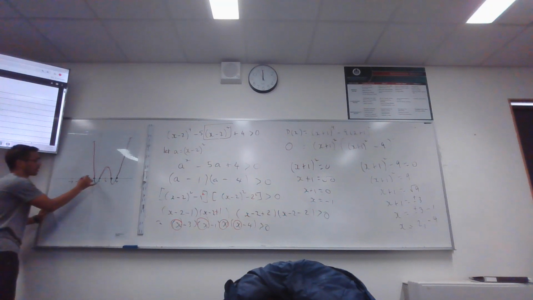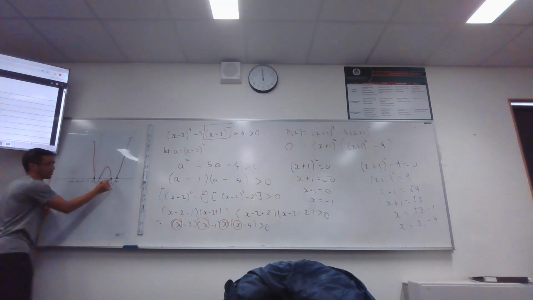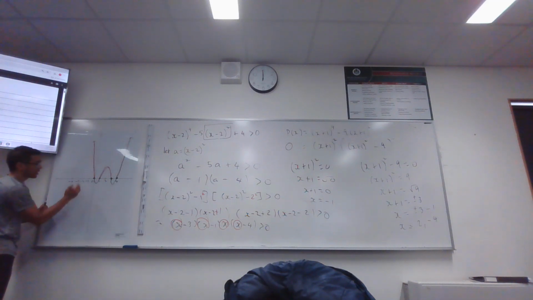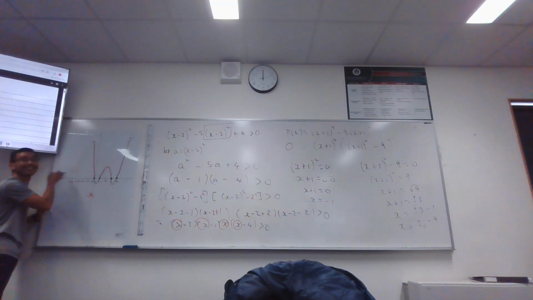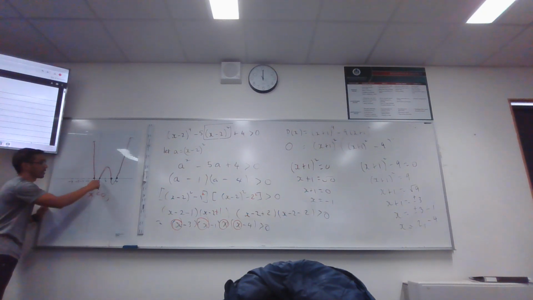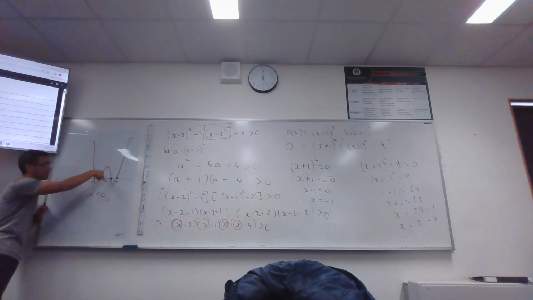Okay. I'm not going to include our zeros because we want greater than 0. This first section here, how do I express that? X is? Almost. What's the correct answer? Less than 0, good.